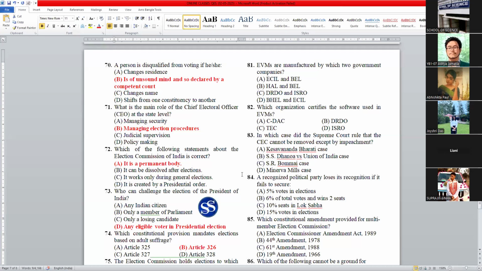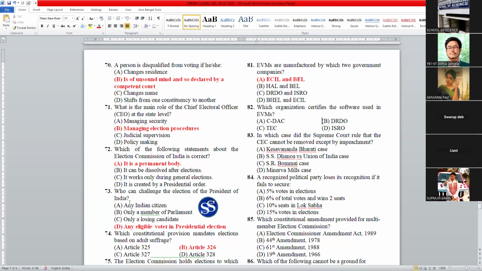EVMs are manufactured by which two government companies? ECIL and BEL. The electronic voting machines, EVMs, used in Indian elections are manufactured by Electronics Corporation of India Limited, what we say ECIL, and Bharat Electronics Limited, that is we call BEL. Both of which are public sector enterprises owned by Government of India. Got it, all of you? What is the full form of ECIL? It is Electronics Corporation of India Limited.